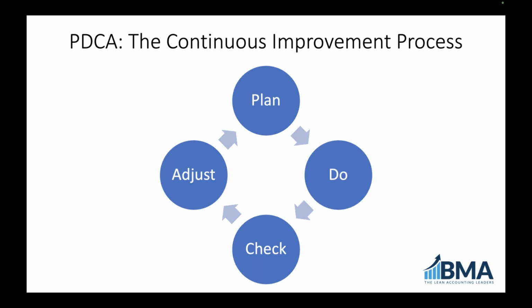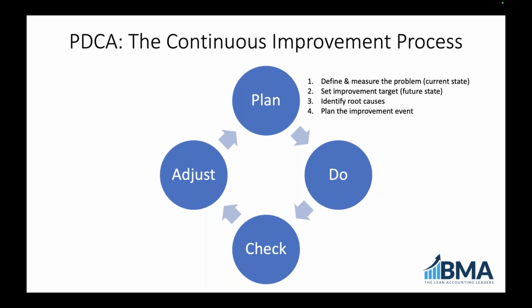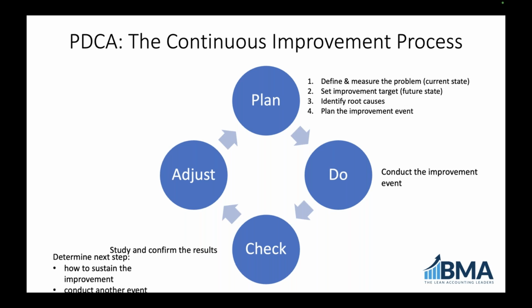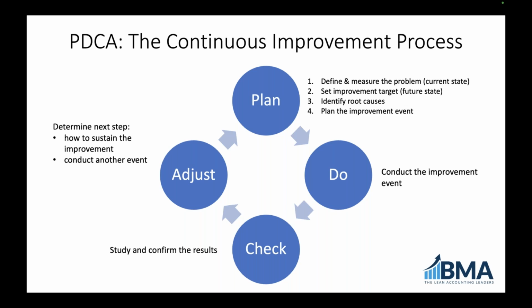The PDCA process is the foundation for continuous improvement, a continuous improvement event. You have to define and measure the problem, the current state. You have to set an improvement target, identify root causes, and plan the event. When you conduct the event, you want to follow the PDCA process also. Then when the event's over, study and confirm the results. Then you know how much improvement you've made. How do we sustain that improvement? If we want to make further improvement, how do we conduct another event? The actual event also follows the PDCA process.